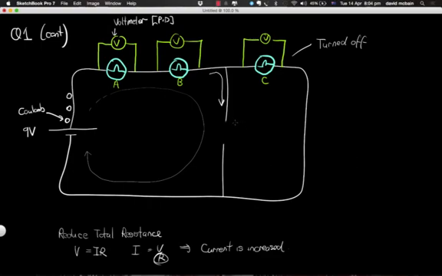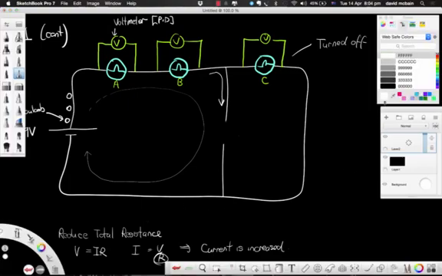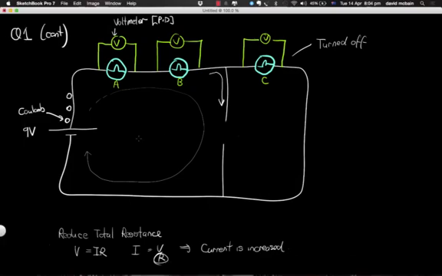Now, initially, this branch was open, and therefore all the current would have had to go through all 3 globes. So let me just change colour for a second. Okay, so in the initial situation, all the current would have come out of the battery, travelled through all 3 globes, and come back to the battery, because there's no other option. None of the current could have travelled down this middle branch because the switch was open. It didn't allow current to pass through it.